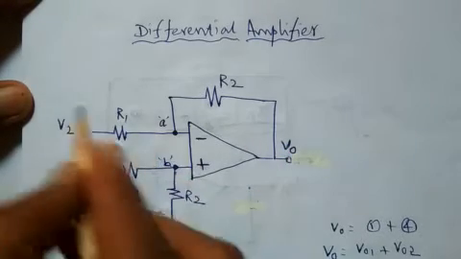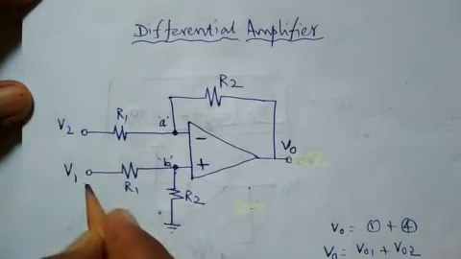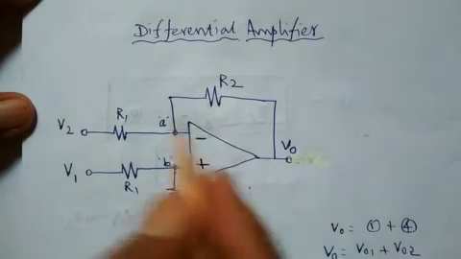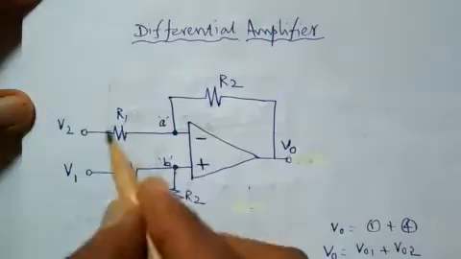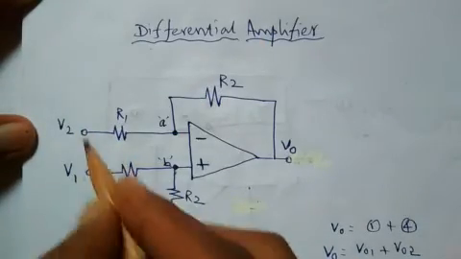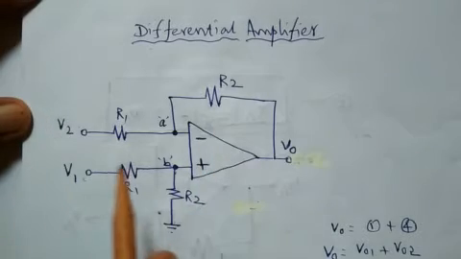So the output must be the difference between the two inputs applied and its amplified version. That's why the name is differential amplifier. It amplifies the difference between the two input signals applied at two input terminals.